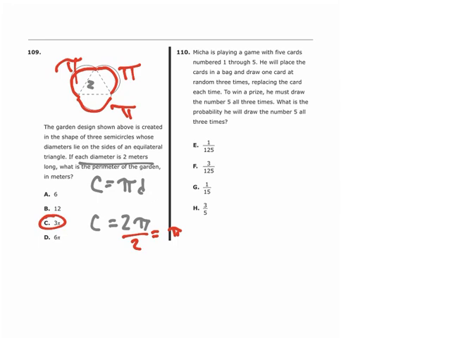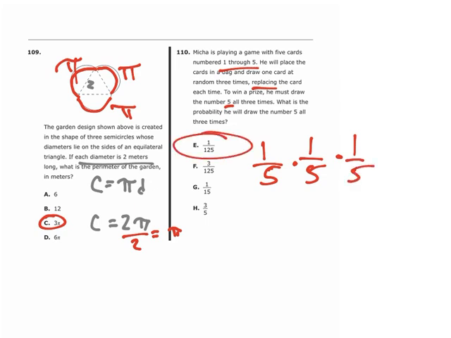Okay, 110. It says he's placing a card in a bag and replacing it. So probability with replacement. He wants to get the number 5 every time. So he's got the numbers 1 through 5. I reach in, my probability is a fifth. I put it back. My probability is a fifth. I put it back. You can see how this goes. All right, 1 out of 125.